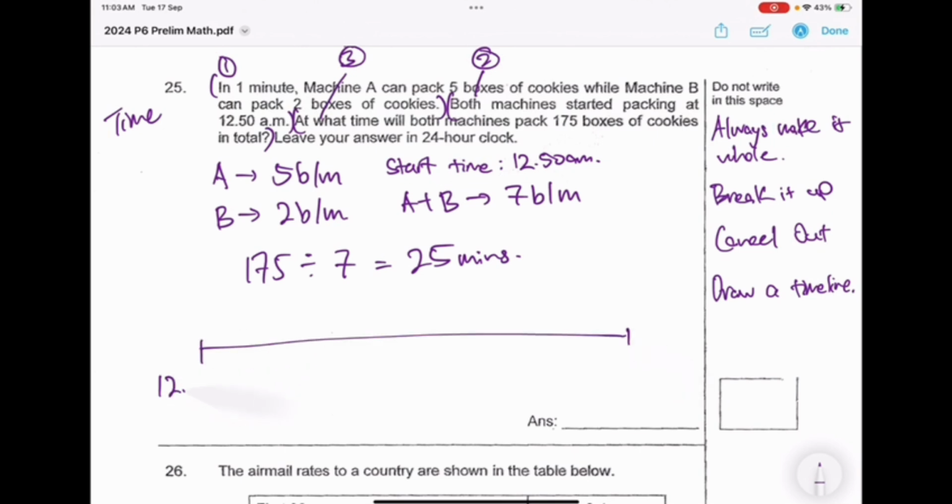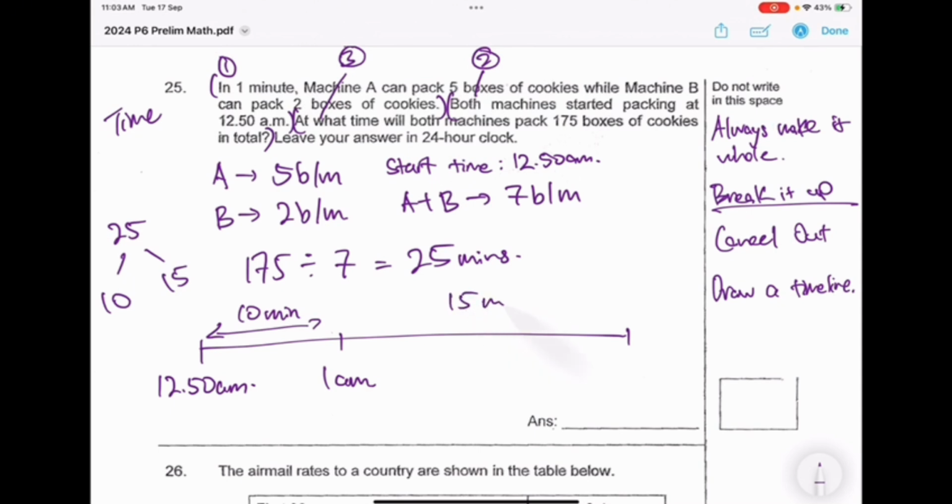Alright, so right now what I want to do is to draw my timeline. I know it starts at 12:50 a.m. and it takes 25 minutes. So the whole thing will take 25 minutes. But what do I want to do? I want to break it up. So what I want to do with my 25 minutes is to break it up to 10 minutes and 15 minutes. Why? Because I know that my start time is 12:50. So I want to use the first 10 minutes to make it whole. And that would be 1 a.m. The first 10 minutes will bring me to 1 a.m. And then lastly, what I'm left with is 15 minutes. And that would definitely give me 1:15 a.m.